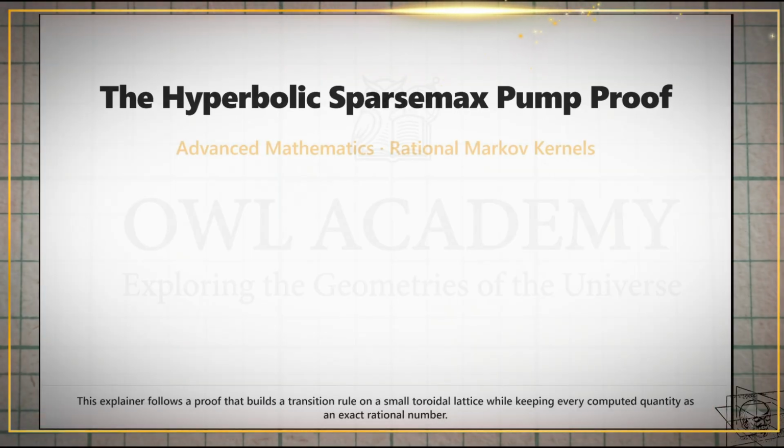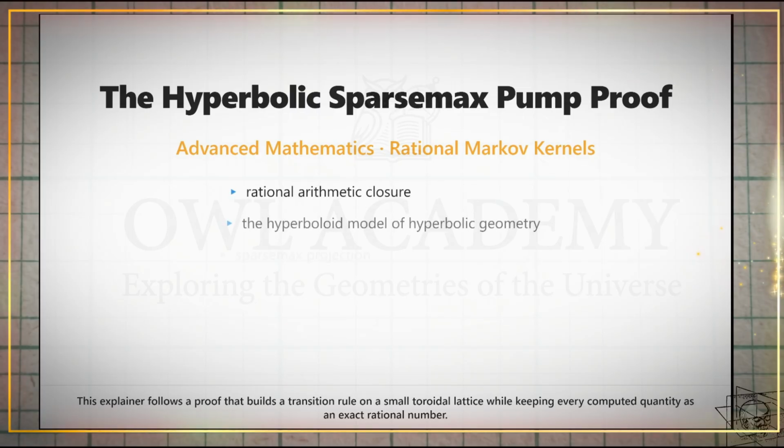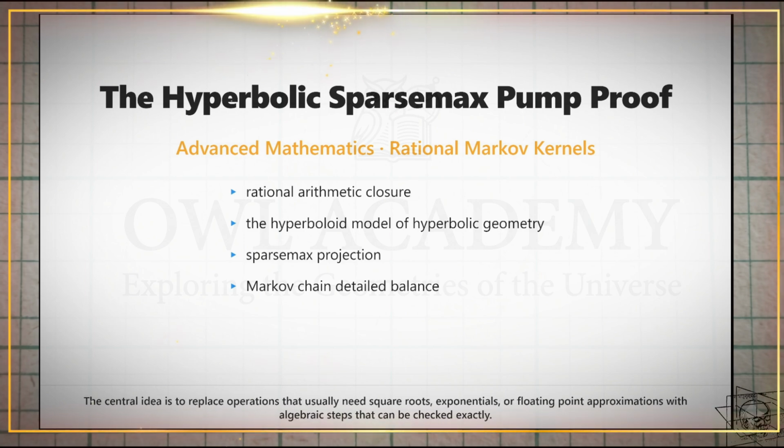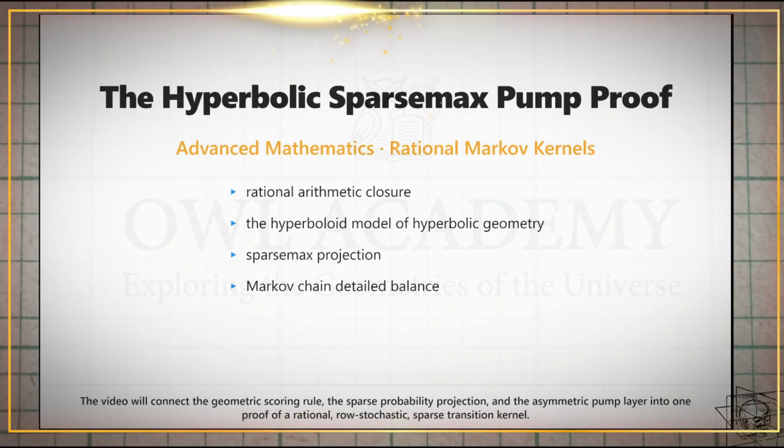This explainer follows a proof that builds a transition rule on a small toroidal lattice while keeping every computed quantity as an exact rational number. The central idea is to replace operations that usually need square roots, exponentials, or floating point approximations with algebraic steps that can be checked exactly. The video will connect the geometric scoring rule, the sparse probability projection, and the asymmetric pump layer into one proof of a rational, row-stochastic, sparse transition kernel.